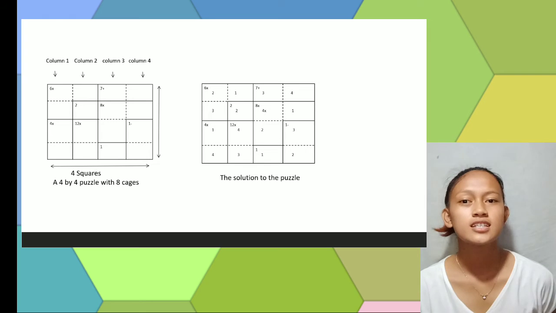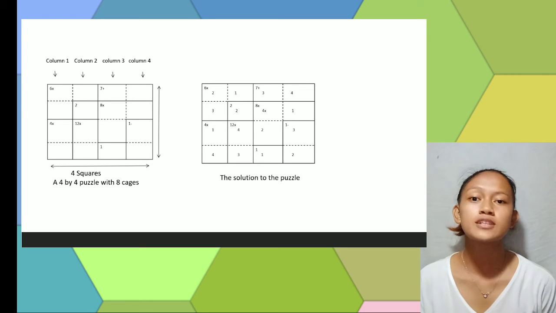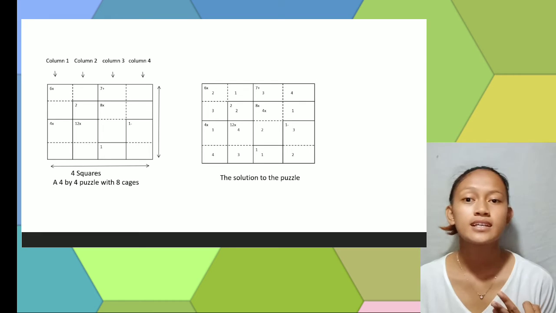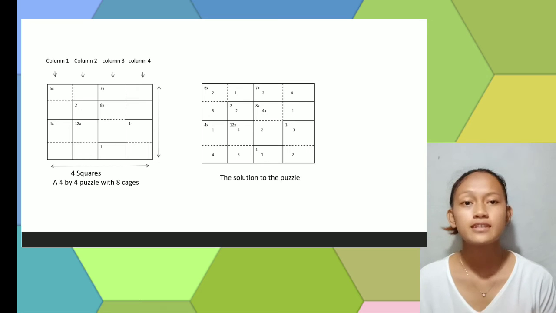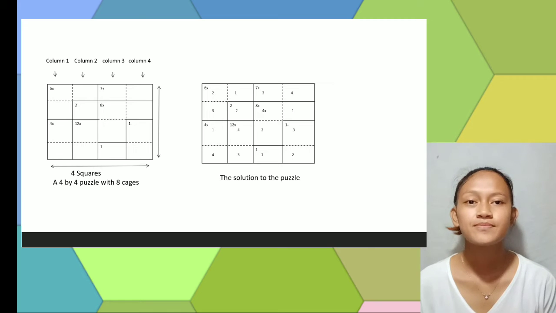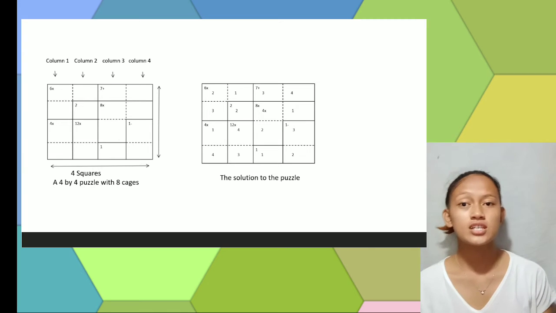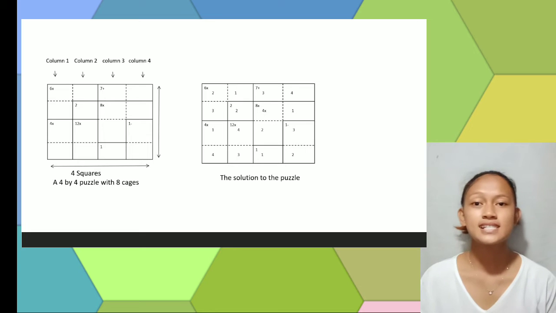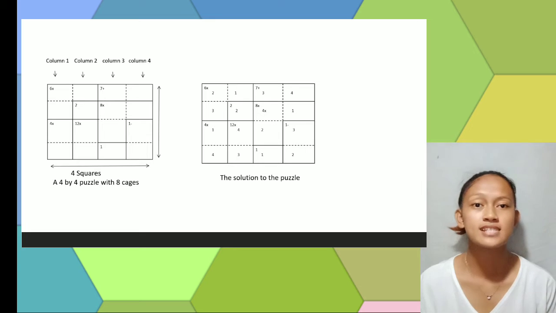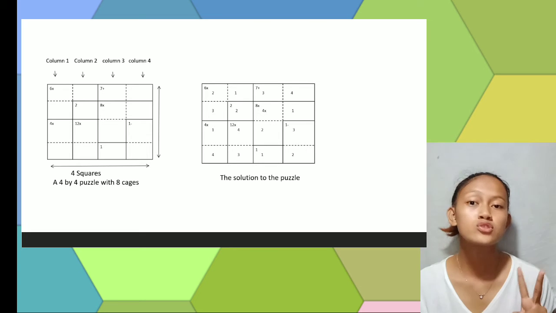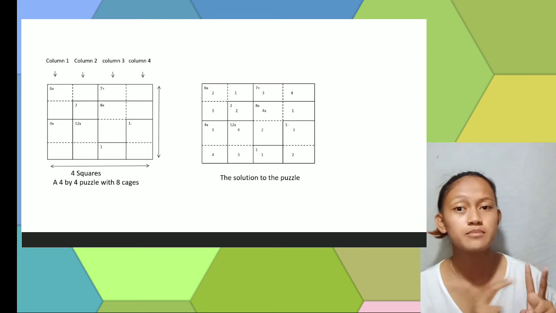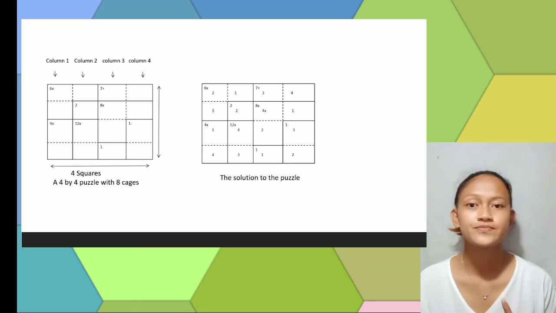The fourth cage has a given number of 8 and the multiplication sign. It has 3 squares and you can simply multiply 1 times 4 times 2 and the answer is 8. The next cage is the fifth cage, which has a given number of 4 and the multiplication sign, and it has 2 squares. You can multiply the number 1 times 4 and the answer is 4.